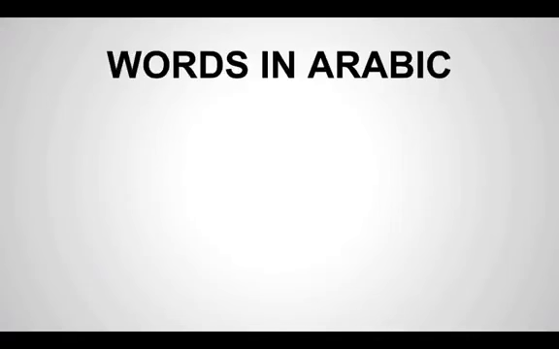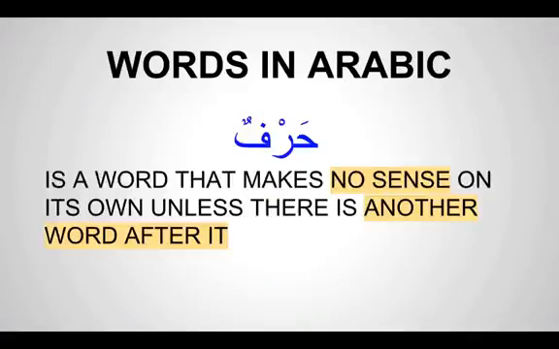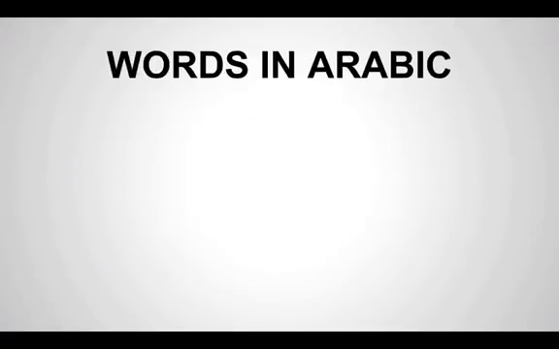Then we learned about the different types of words in Arabic. Letters form words. We learned that there are 3 types of words in Arabic which form whole sentences, paragraphs and books, and those words are called ism, fi'al, and harf. We learned that a harf is a word that makes no sense on its own unless there is another word, like we've learned so far: ala, ila, fi, li, min. These are all harf.